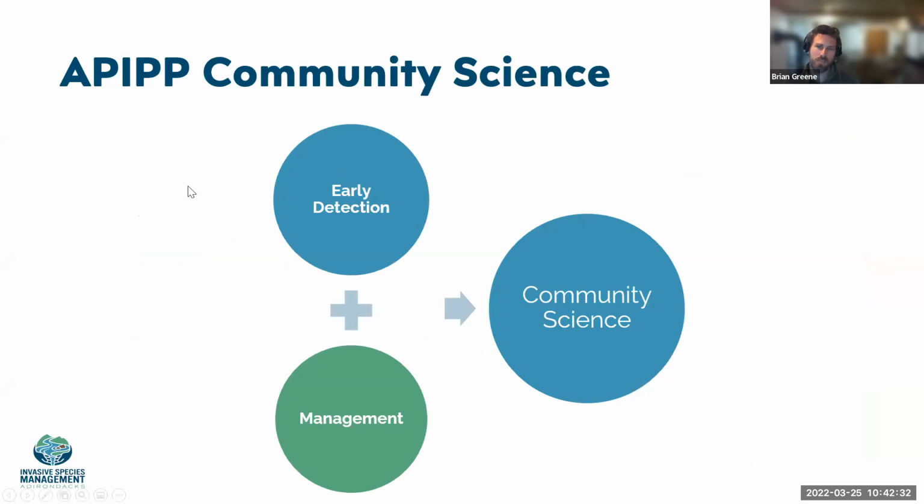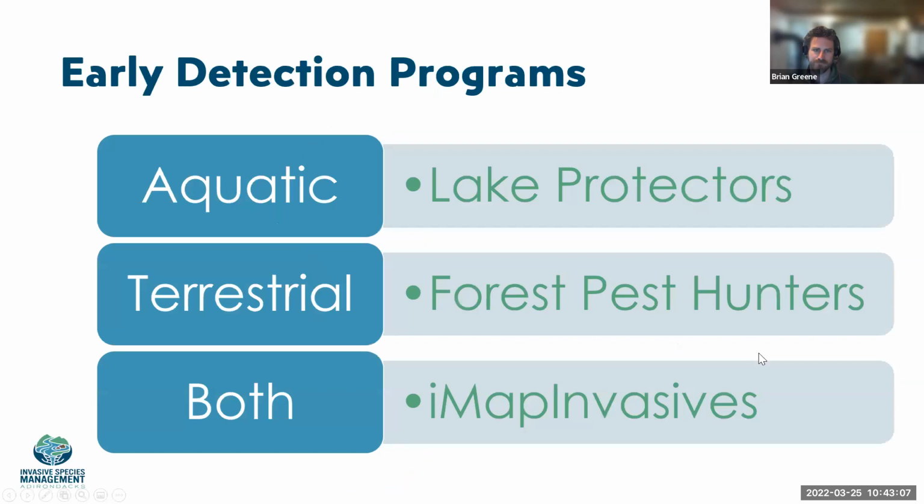So in APIP, we break our community science projects down into 2 groups. The first one is what we call early detection. These are basically people who go out there, are eyes and ears on the lands and waters. They are able to see things that we can't and let us know. And then the other one is management, where we have communities that are doing some type of action or best management practice to try to usually control invasive species, and we're able to collect data and assess that. So together, this makes up our community science programs. So I'm going to talk about some of these now in a quick overview.